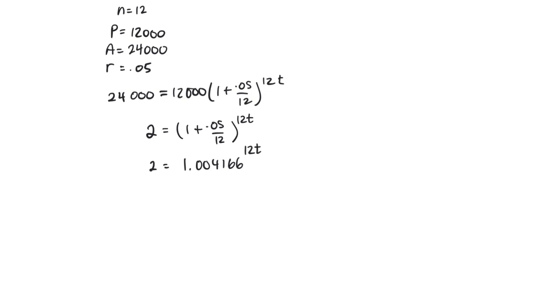Okay, so now we just have an exponential equation to solve. We're solving for the variable t, which is an exponent, so that means we're going to have to cancel a base. So we're going to use a logarithm on both sides, and the logarithm has to have the same base. So we're going to use a log of base 1.004166. It's going to cancel it there.